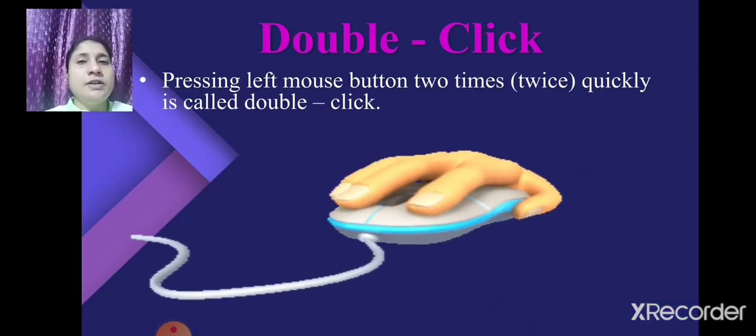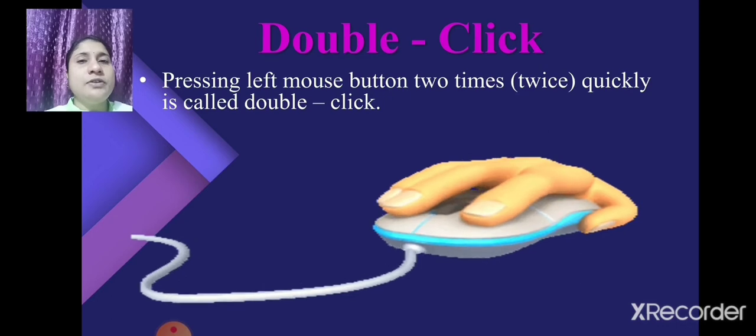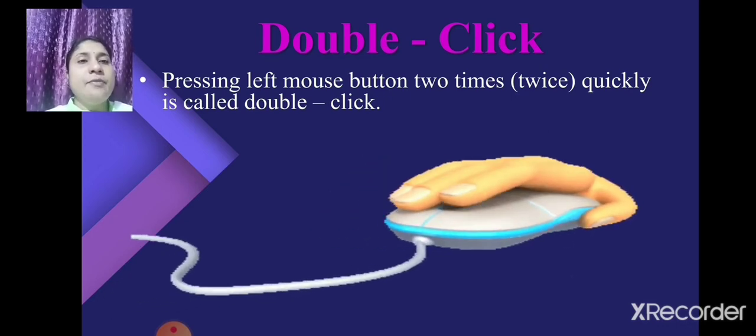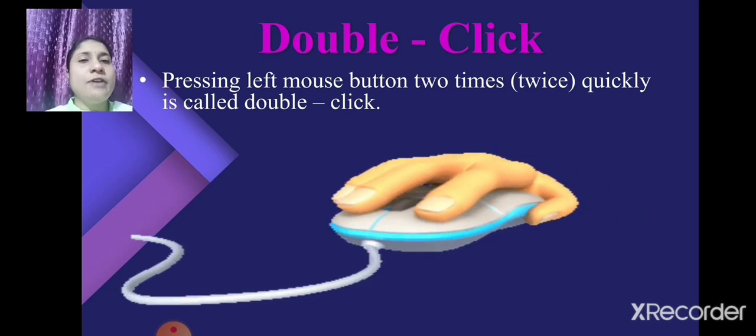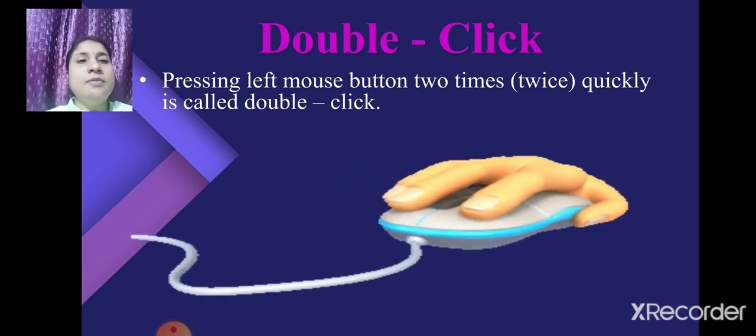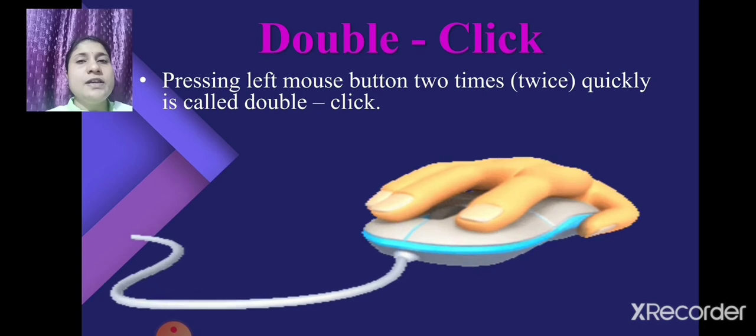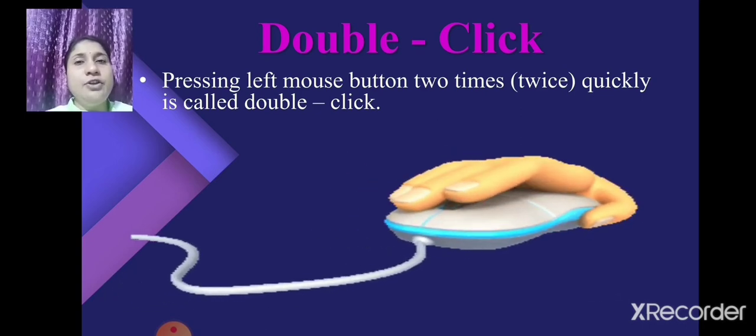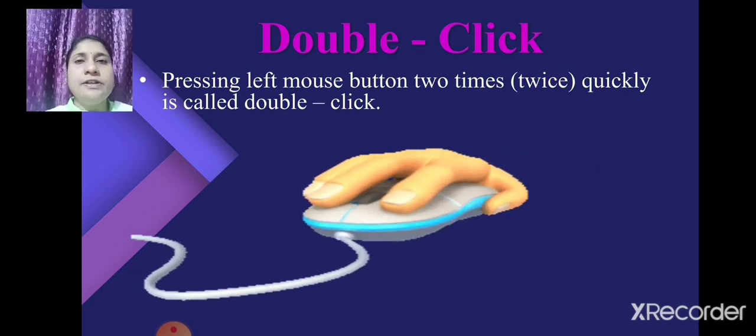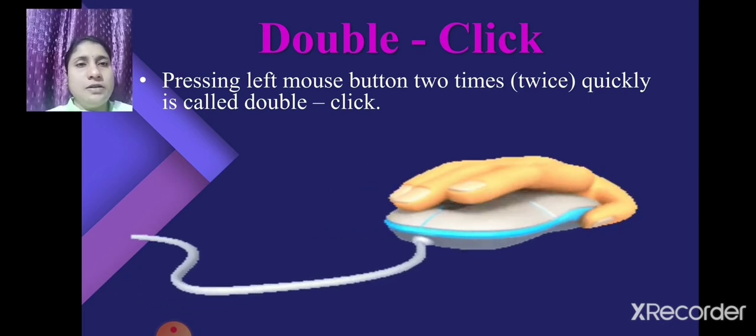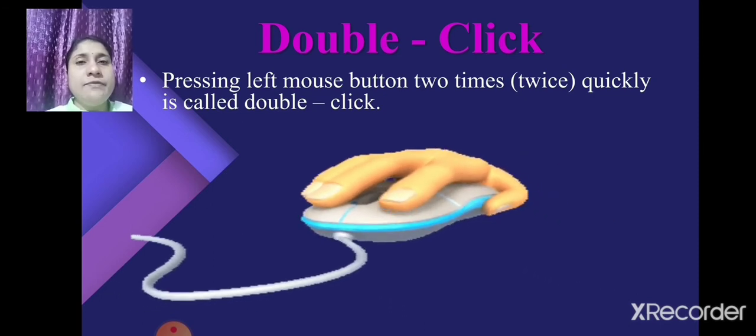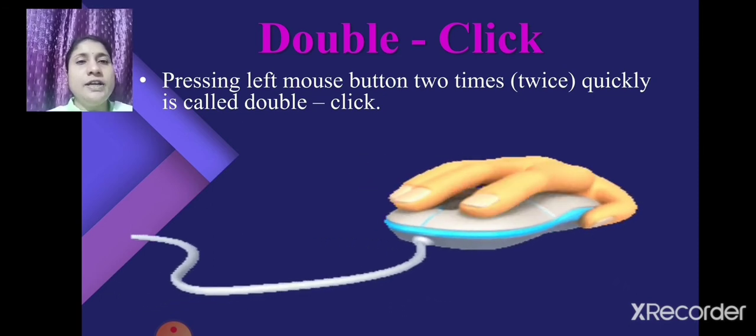Okay, now the next, double clicking. What is double click? When you click a mouse button twice, it's called double clicking. So see here, pressing the left mouse button 2 times quickly is called double clicking. You have to press quickly, not slowly, otherwise it will become a single click. You have to press this button 2 times very quickly, then only it will be called a double click.